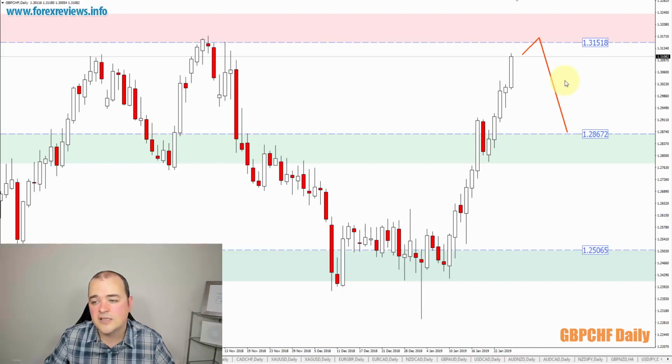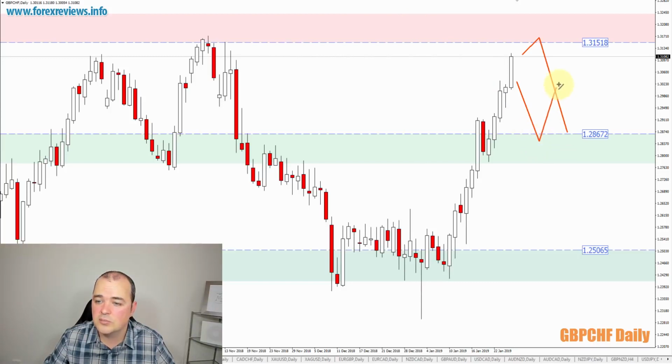Now the 128.67 zone area is also another area I'd like to mention on this market. And in the case of the 128.67 zone area, this is a great area on this market to look for a potential bullish opportunity in this area.